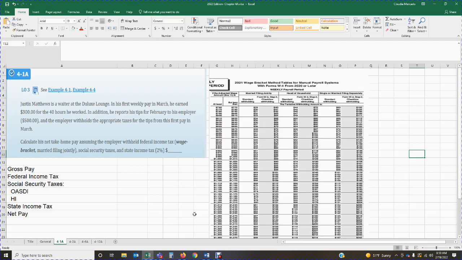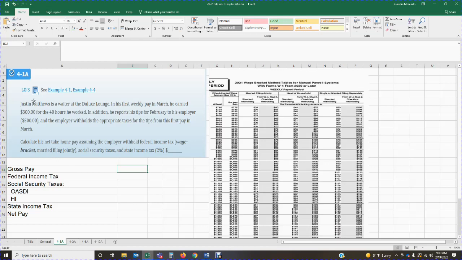Okay, so what are we going to do? Well, the first thing we're going to do is calculate his net pay, but first we need to figure out his gross pay. How much did this employee make this week? According to the problem, this week, Justin earned $300.